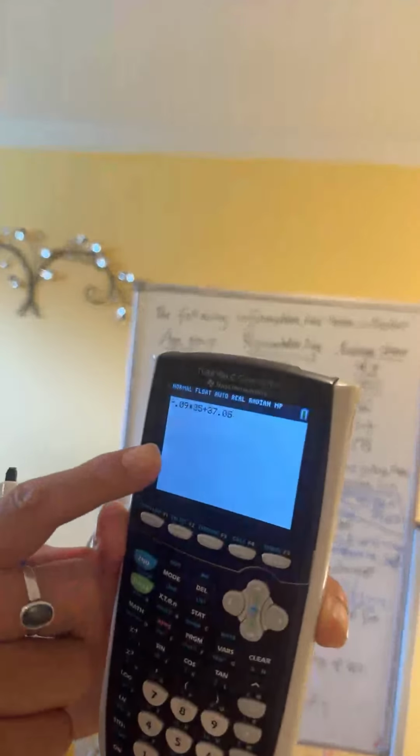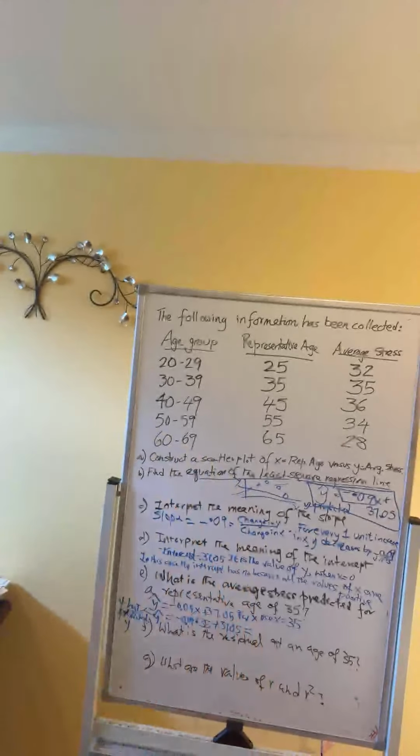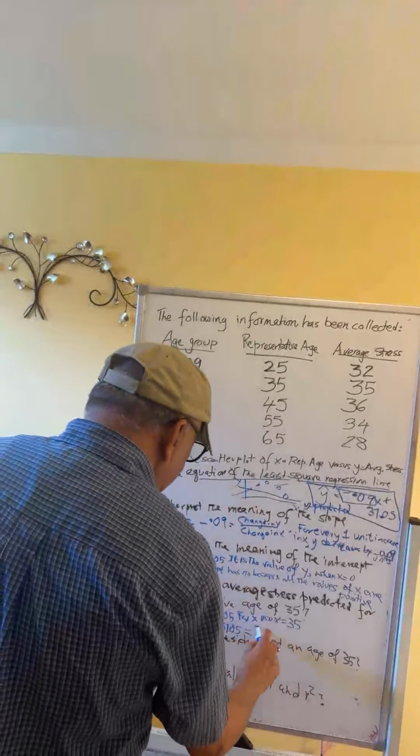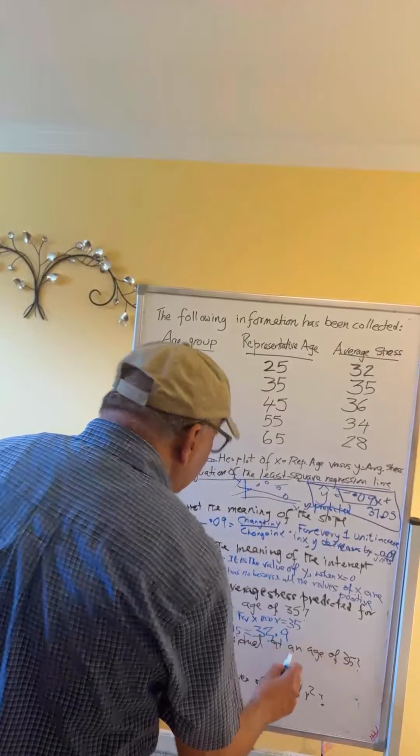So we are basically using the least square regression line: the slope of negative 0.09 times the representative age, x equal to 35, plus the intercept, and the answer is 33.9.